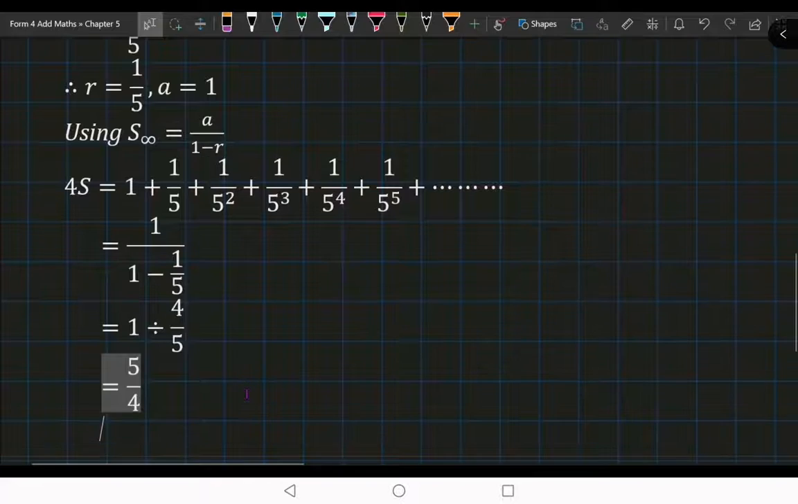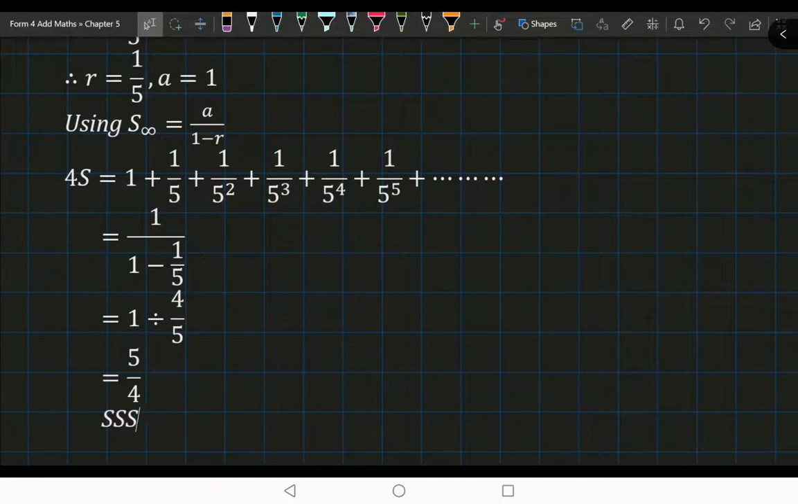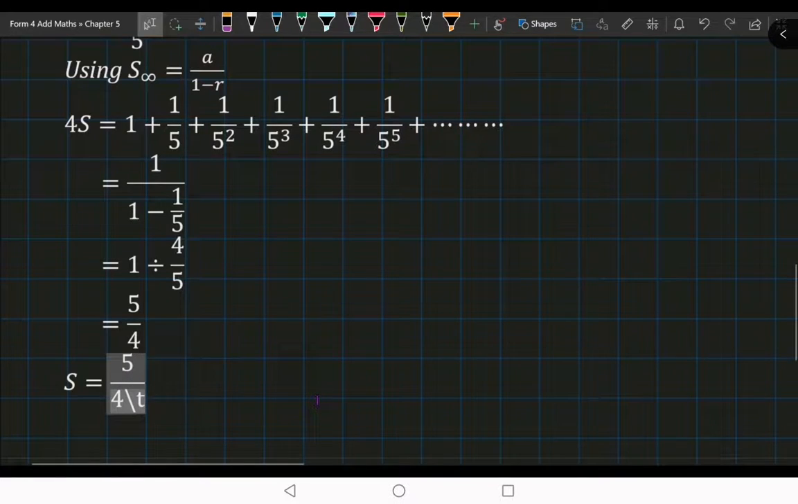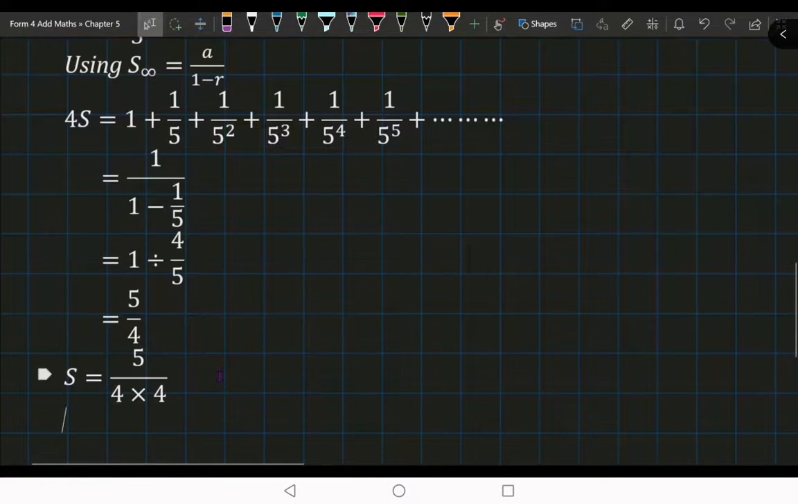Finally we get the sum of infinity equal to 5/4. Then times 4, because the 4s become, so the sum of infinity should be equal to 5/16.